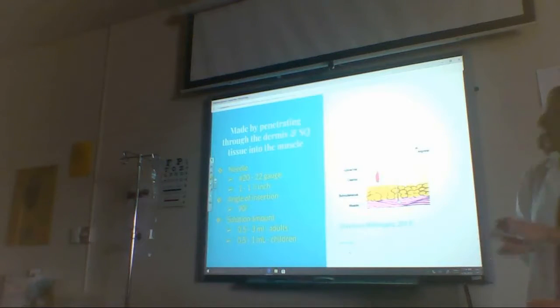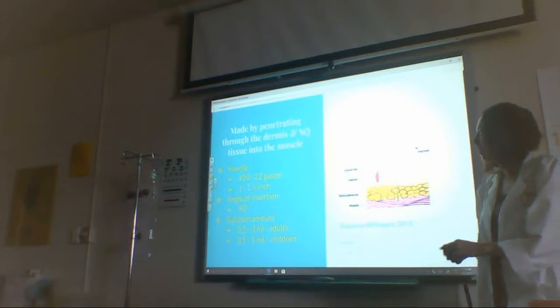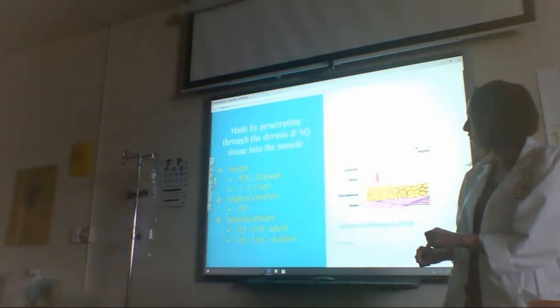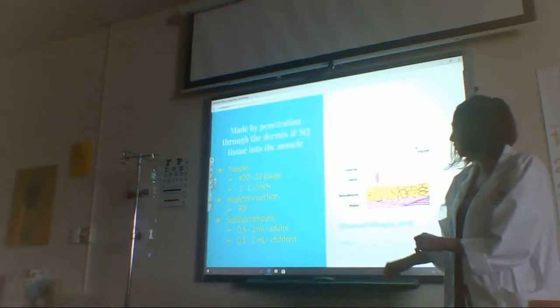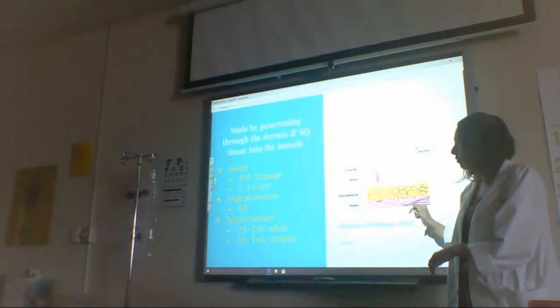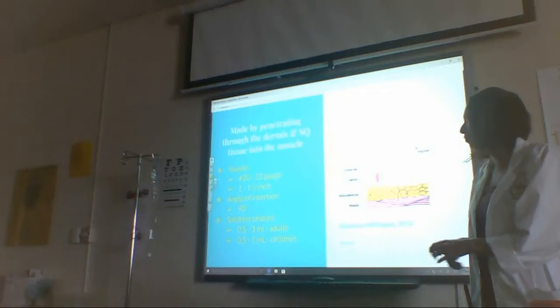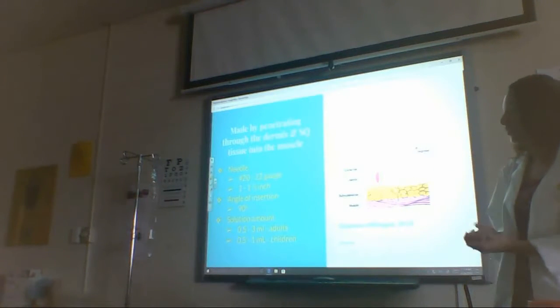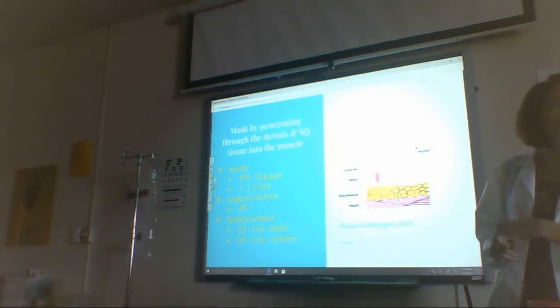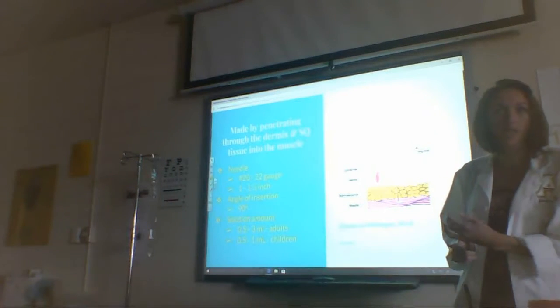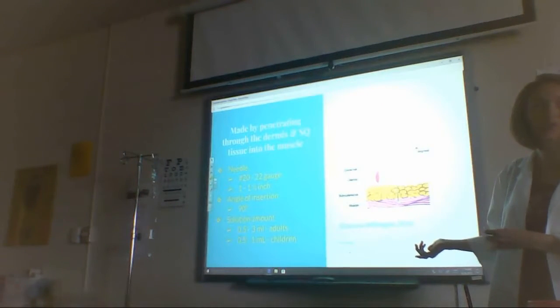IM injections are made by penetrating through the dermis and the sub-Q tissue and going into the muscle. So they are very deep injections. You want to use a larger bore needle, a 20 gauge or a 22 gauge, and depending on the viscosity of your medication, you might have to go even bigger than that.